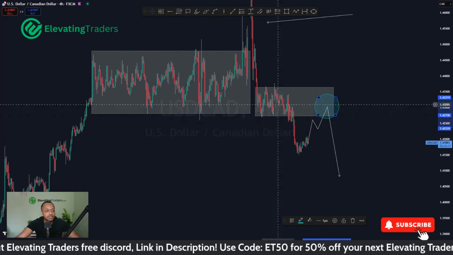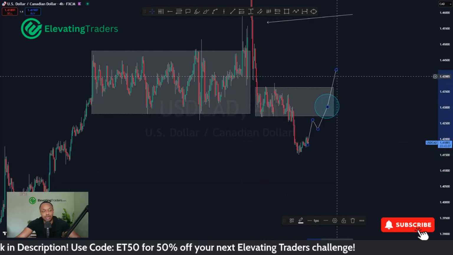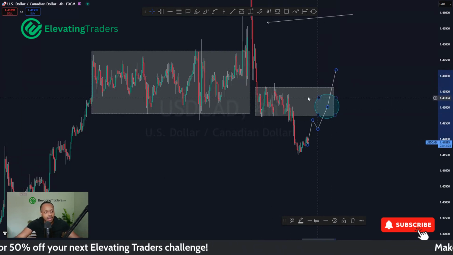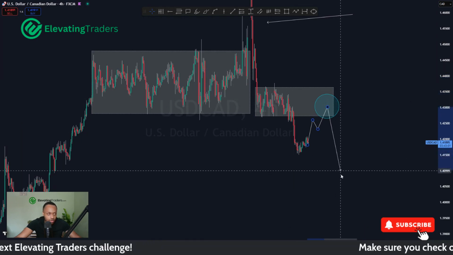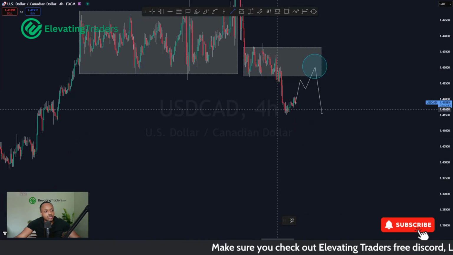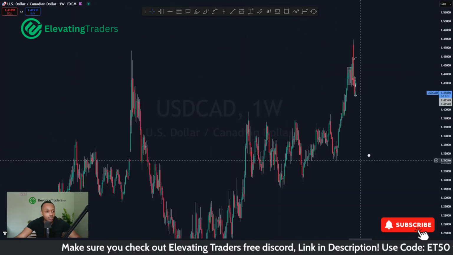As long as we can respect that range, so we don't see price break to the other side of it, that's what will put me off selling dollar CAD. As long as we can respect this range here, I'll be looking to short, take it at least back to the swing low, which is the low here. But more importantly, we could potentially go a little bit further.